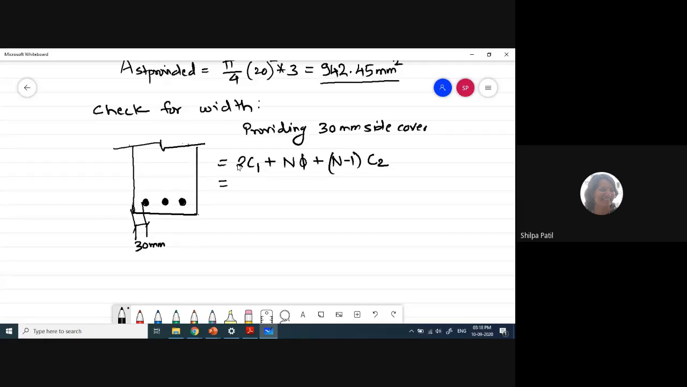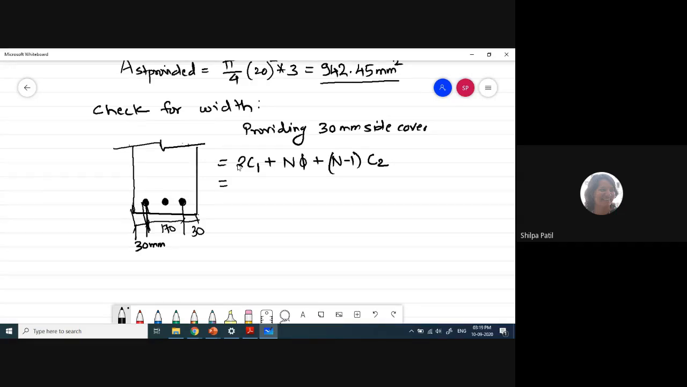So if I will consider 30 from this side, 30 from this side, so it will be total 230 minus 60. What is the width? 230 minus 60, it is 170. C1 is the distance from the center of the bar. 30, and from center of this side to side, it is also 30. So 230 minus 60, it is 170. So this total distance is coming as 170. So 170 by 2, I will get the C2 value.